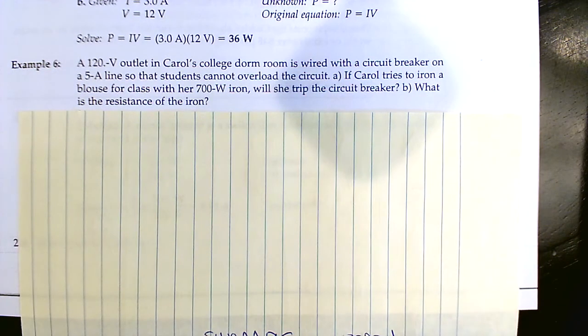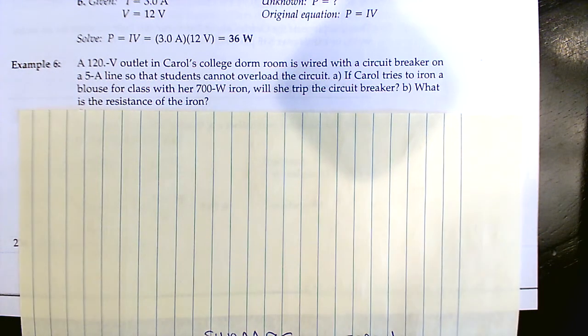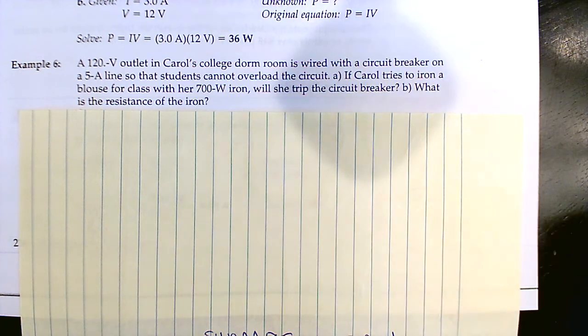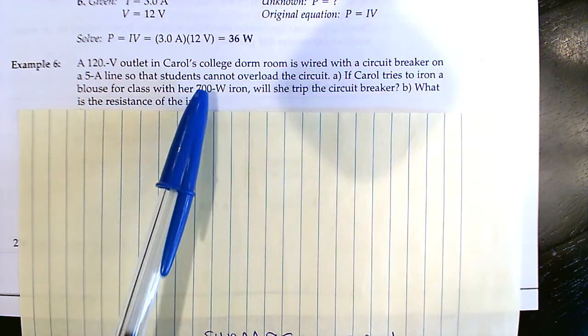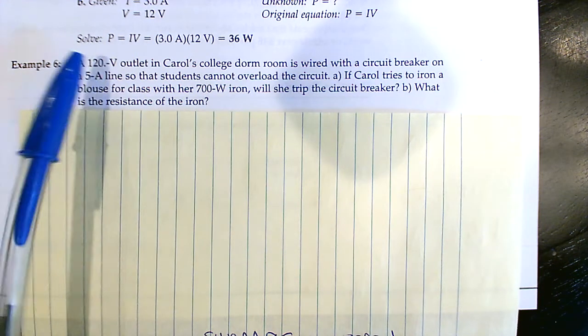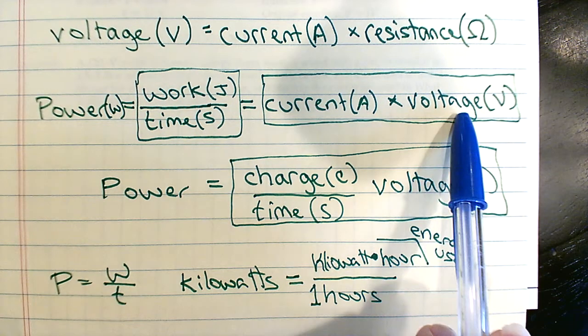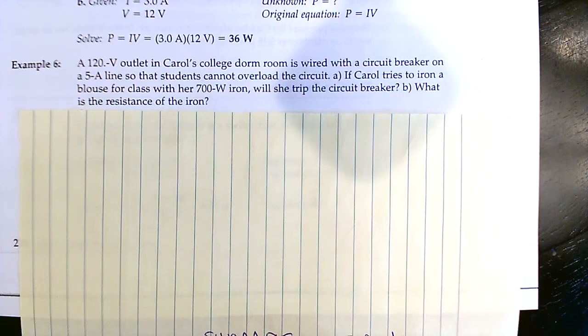A 12-volt outlet in Carol's college dorm room is wired with a circuit breaker on a 5-amp line so that students cannot overload the circuit. So we know voltage and we know current. If Carol tries to iron a blouse for that class with her 700-watt iron, will she trip the circuit breaker? So we have, remember, watts is power. So we have power, current, and voltage. Trying to find an equation that includes power, current, and voltage. There we are. Power equals current times voltage.